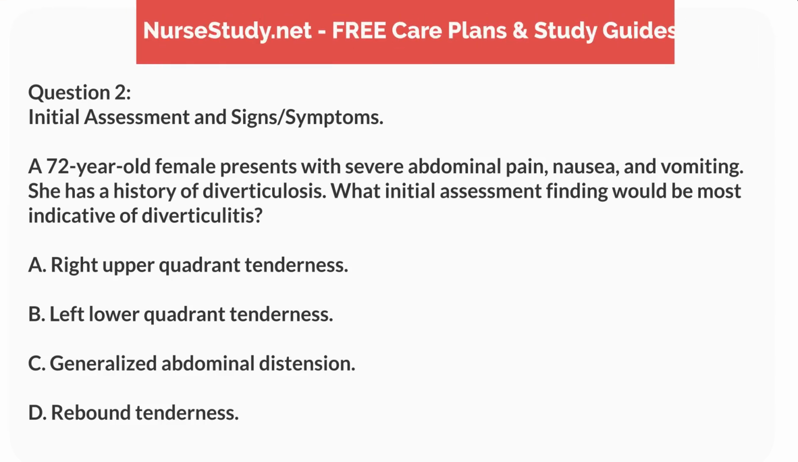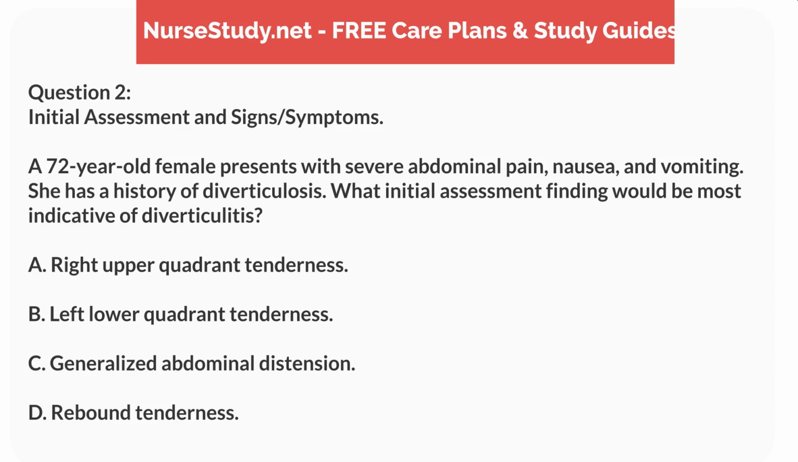Question 2. Initial assessment and signs/symptoms. A 72-year-old female presents with severe abdominal pain, nausea, and vomiting. She has a history of diverticulosis. What initial assessment finding would be most indicative of diverticulitis?